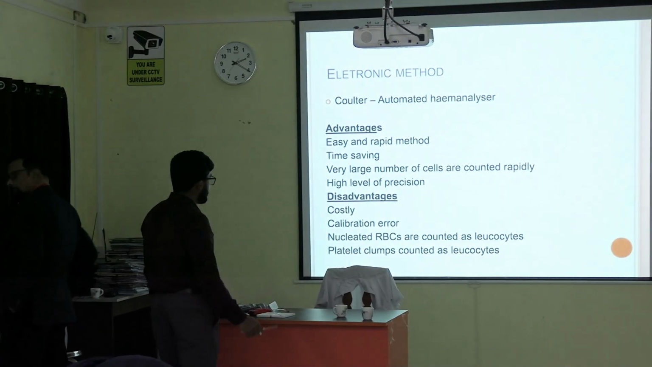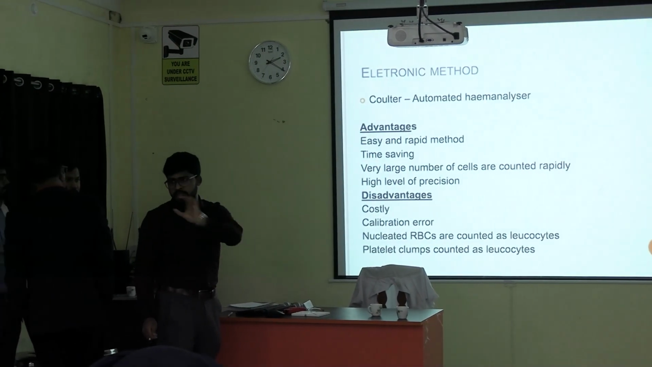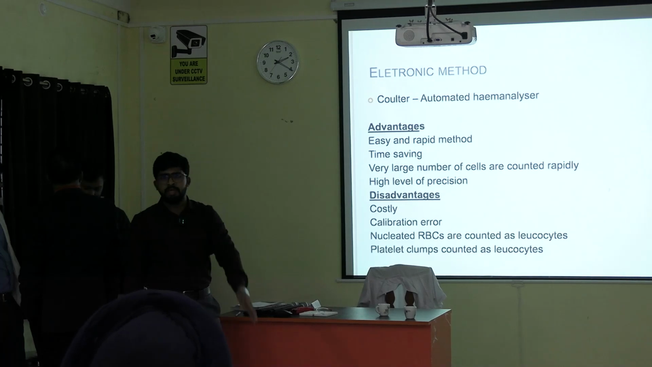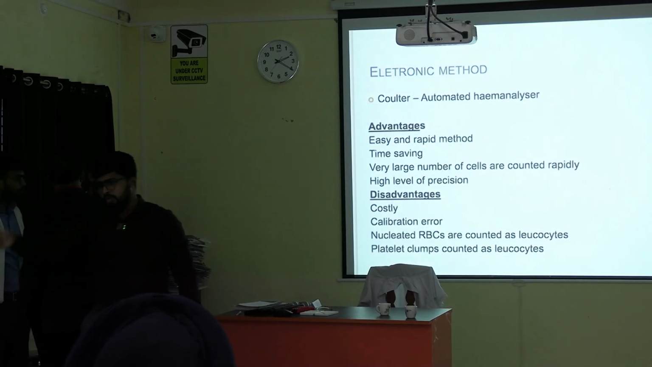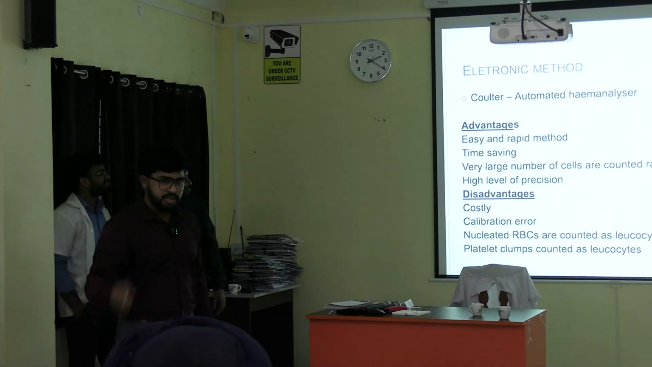And then there can be platelet clumps also. These platelet clumps also get counted as leukocytes in the electronic method. That's why you compare it with the visual hemocytometer method. That is the standard method.